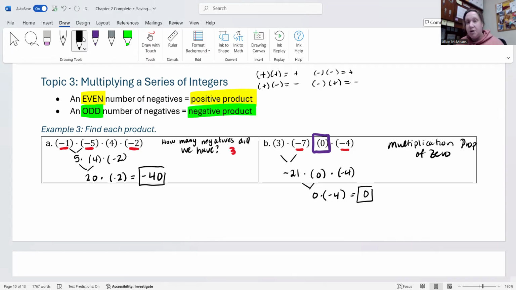So be really cautious. If you have a string of integers that need to be multiplied, you can just multiply them 2 by 2, or you can just go straight at the top and count how many negatives you have. If you have an even number, know your product is positive. If you have an odd number, know your product is negative, and then multiply. And just never forget to look for those sneaky little zeros. If there's a 0 in there and you're doing nothing but multiplying, that makes your whole product a 0.